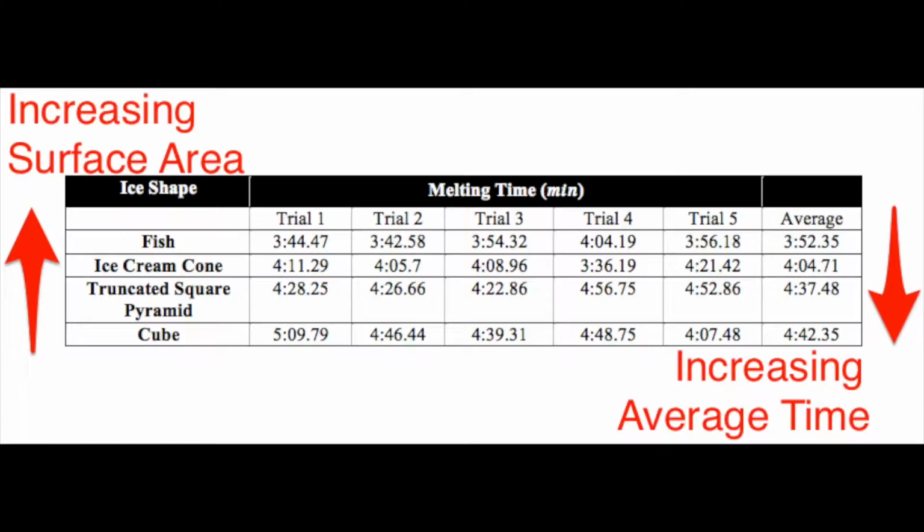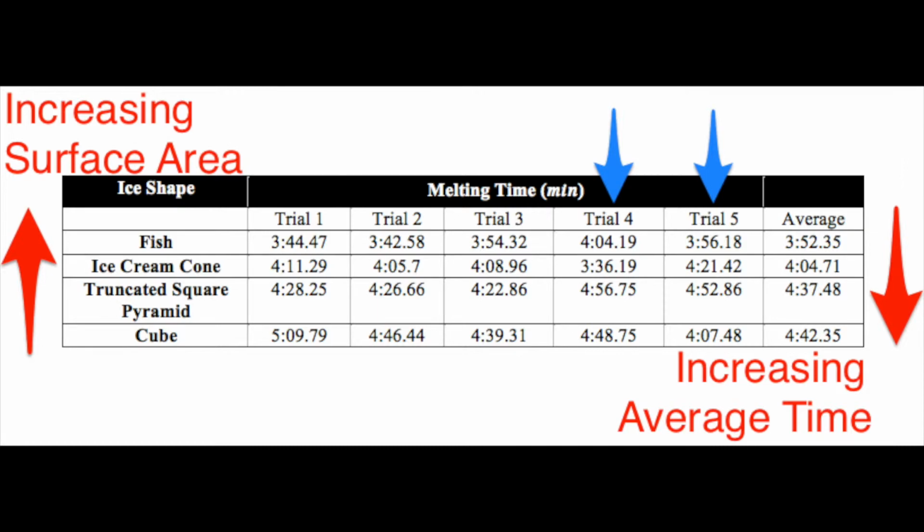Through our calculations, we found that the fish had the largest surface area, followed by the ice cream cone, the truncated square pyramid, and the cube. This surface area to volume ratio caused us to believe that the ice shapes would melt in the same order of largest surface area to smallest surface area. While our results revealed that the average melting times followed our hypothesis, some individual trials strayed from our predictions. This discrepancy between our hypothesis and the experimental results develops from the shape of the ice constantly and inconsistently changing while it melts. This makes it very difficult to model the effects of surface area on the melting time of ice.